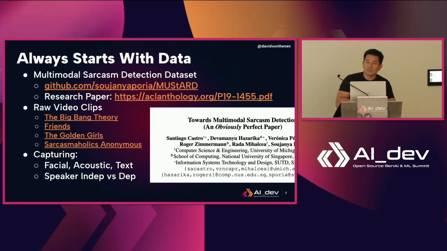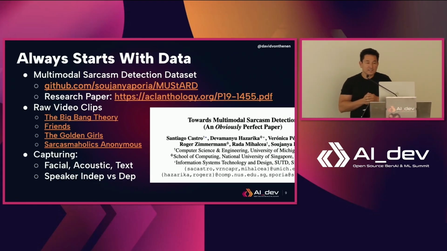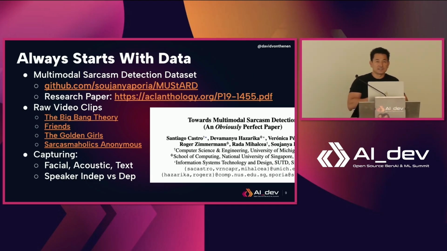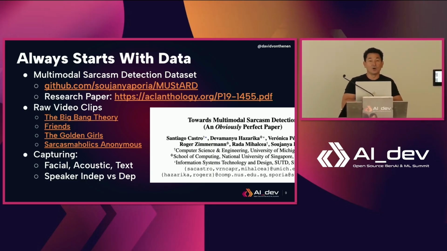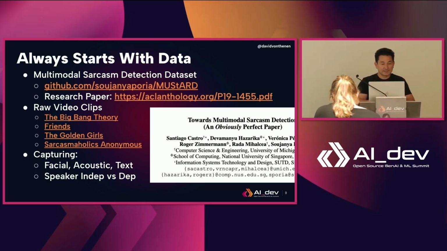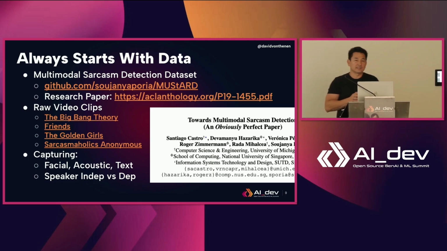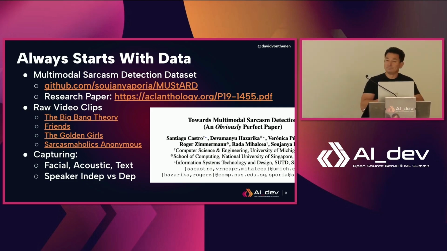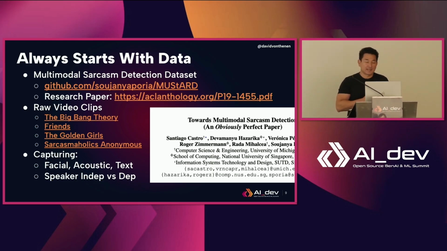Like I said at the top of the session, we're going to start with something that's already established, because there's actually a research paper. Not only that, they have an open data set for sarcasm classification. It's called MUSTARD, the Multimodal Sarcasm Detection Data Set. They collected a whole bunch of video clips from four popular TV shows to be exact: Big Bang Theory, not a coincidence, I played that video, Friends, Golden Girls, and Sarcasmaholics Anonymous.